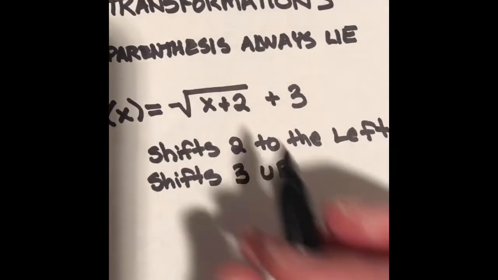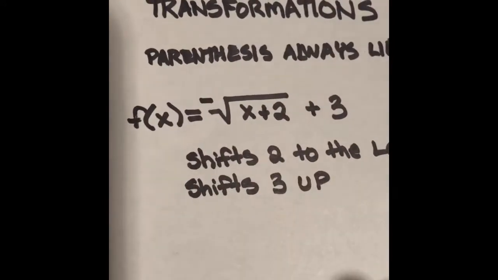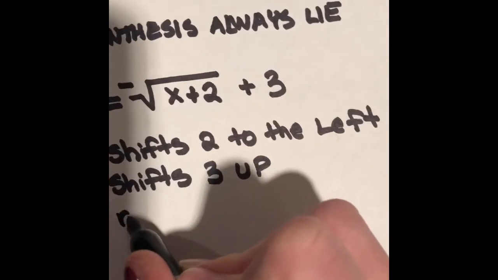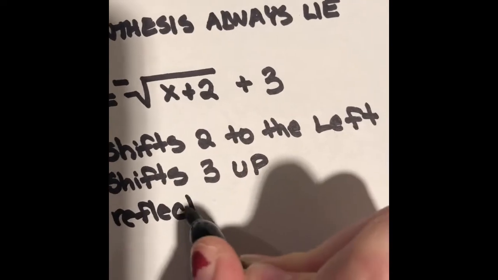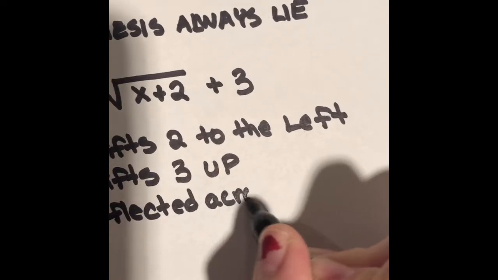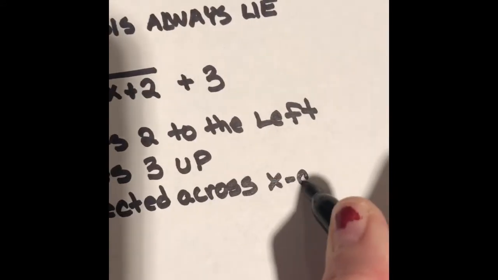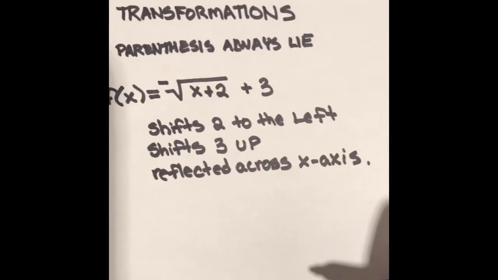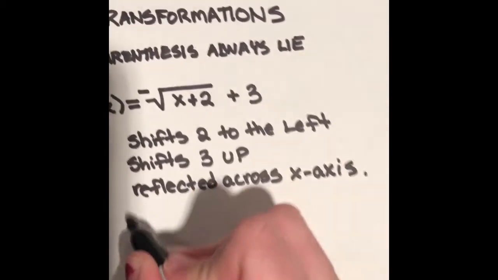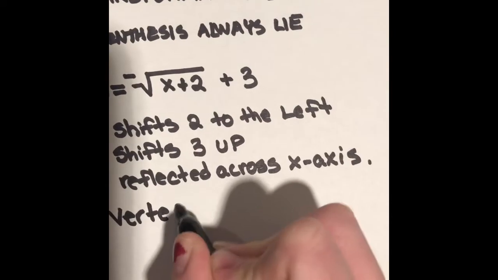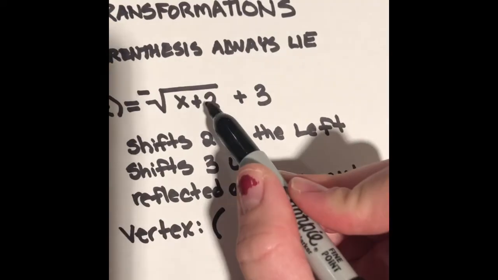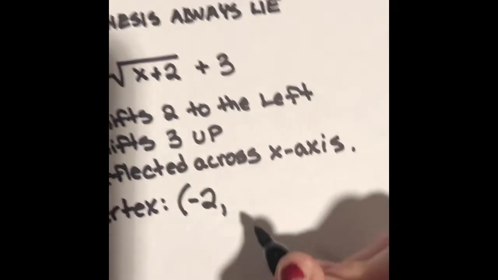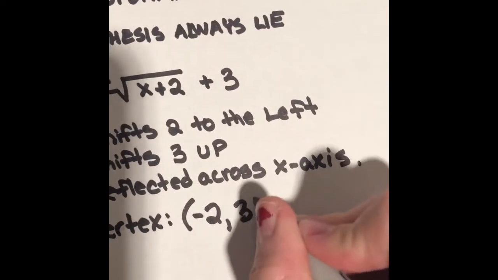However, let's add in a negative here. If this is a negative, that would mean that it is reflected across the x-axis. All right. What is the vertex of this? Well, our vertex, we are going to look at the opposite h. So if we have a positive 2 here, opposite h is going to be negative 2 and positive 3.